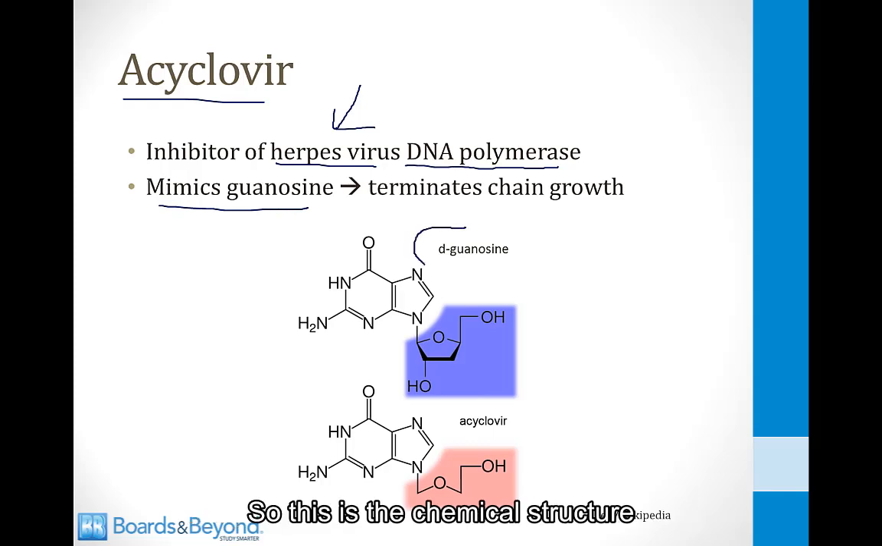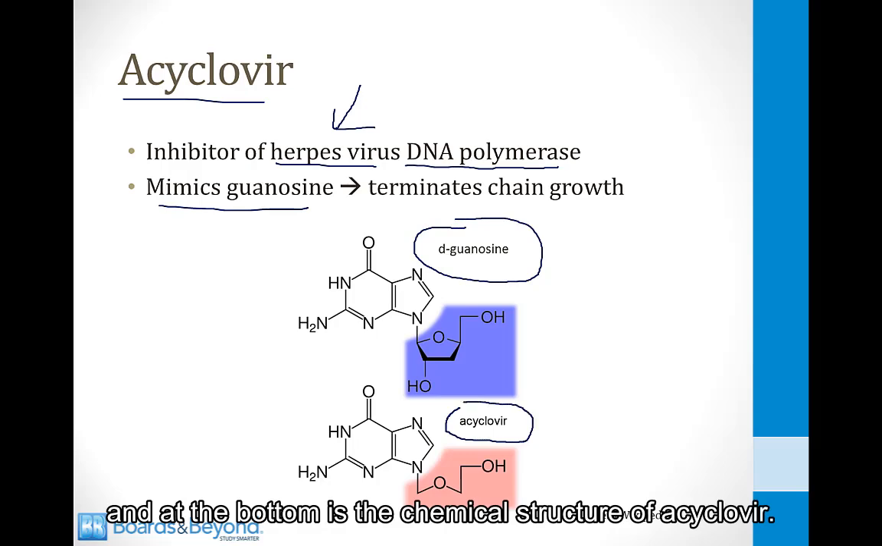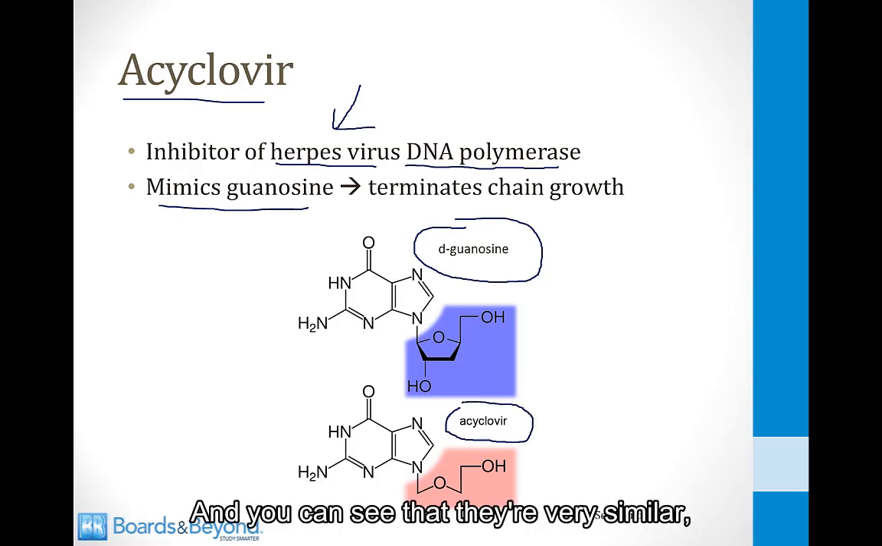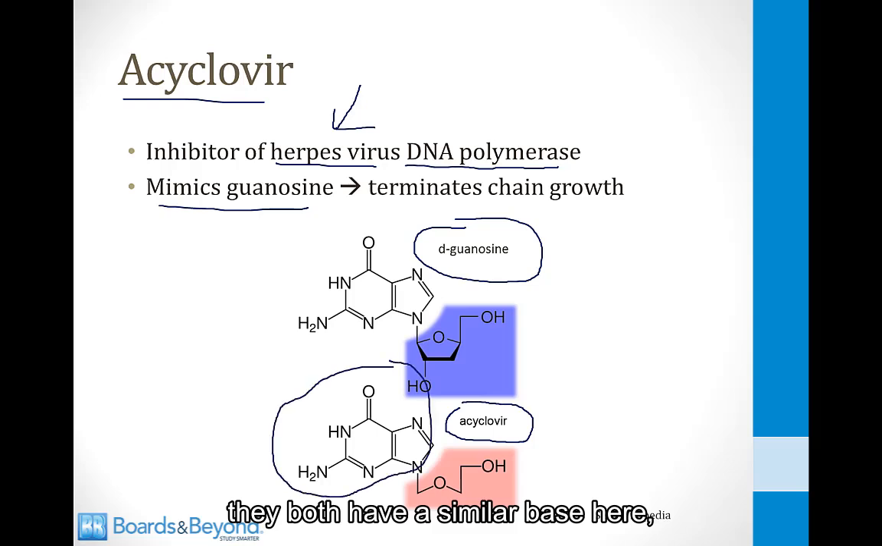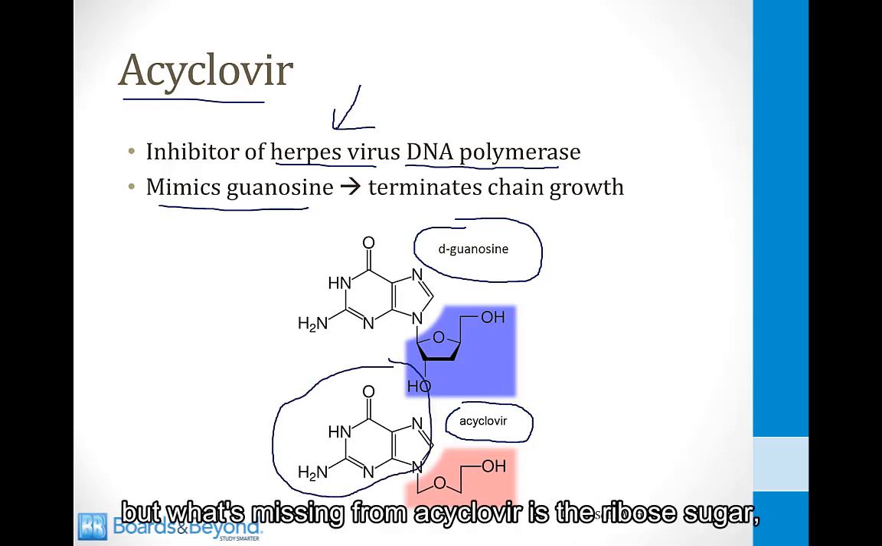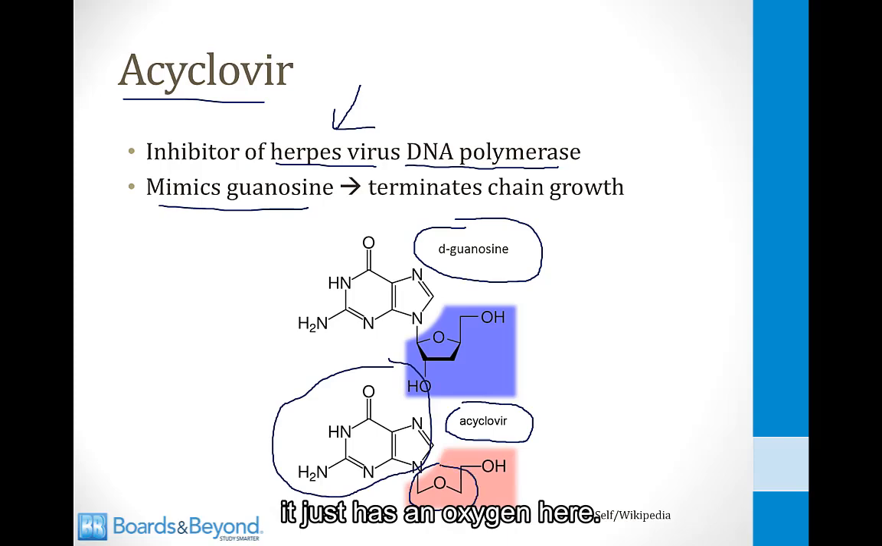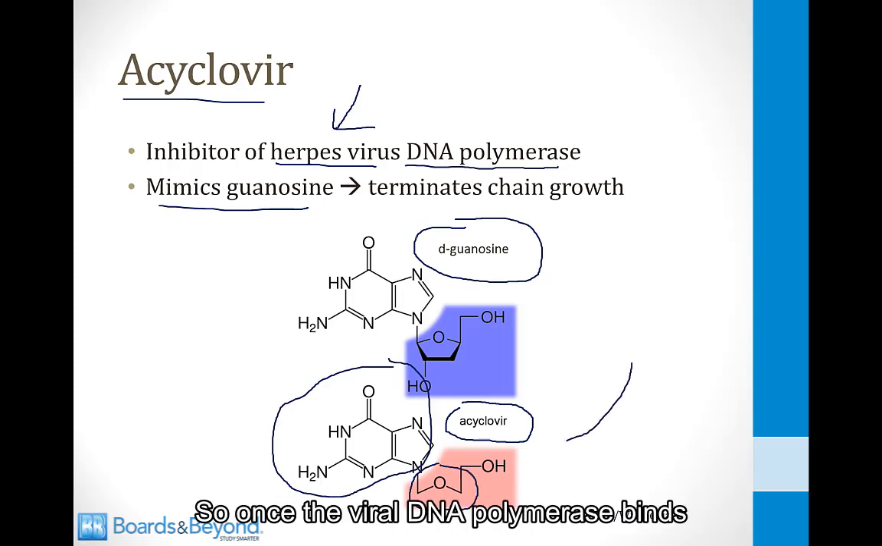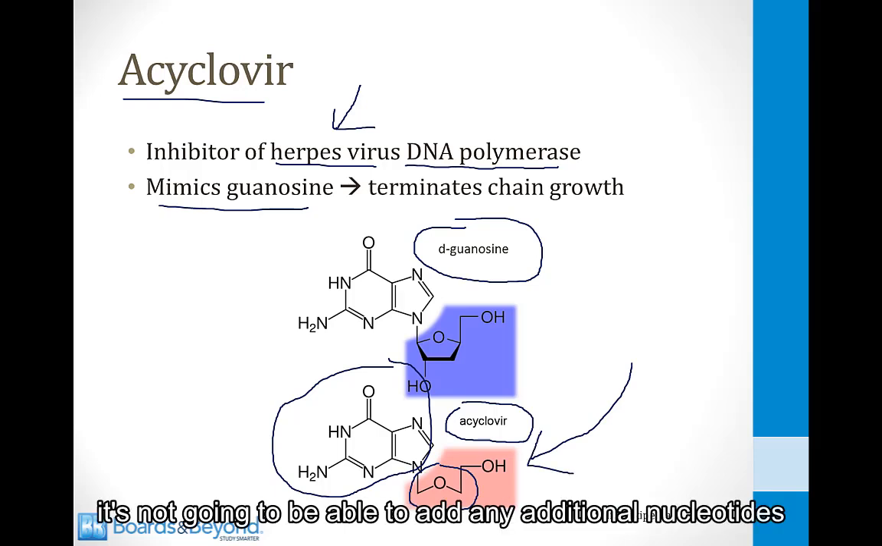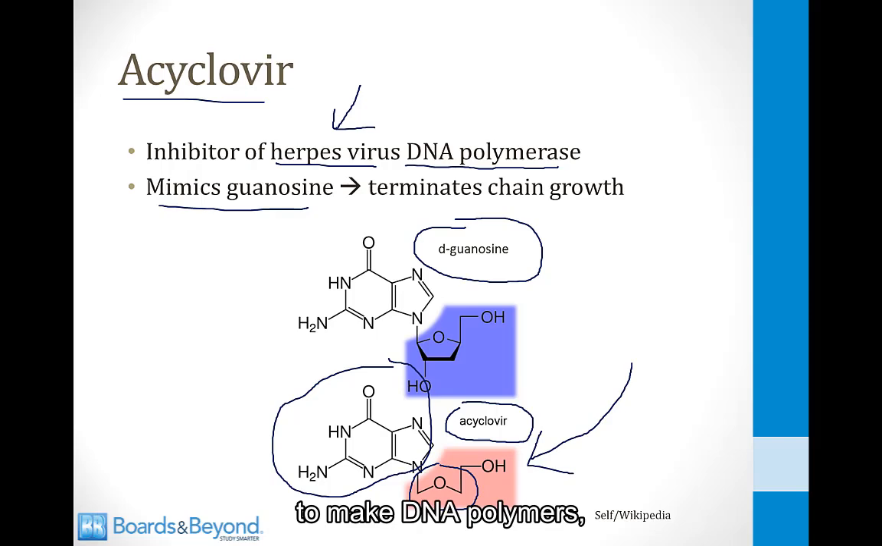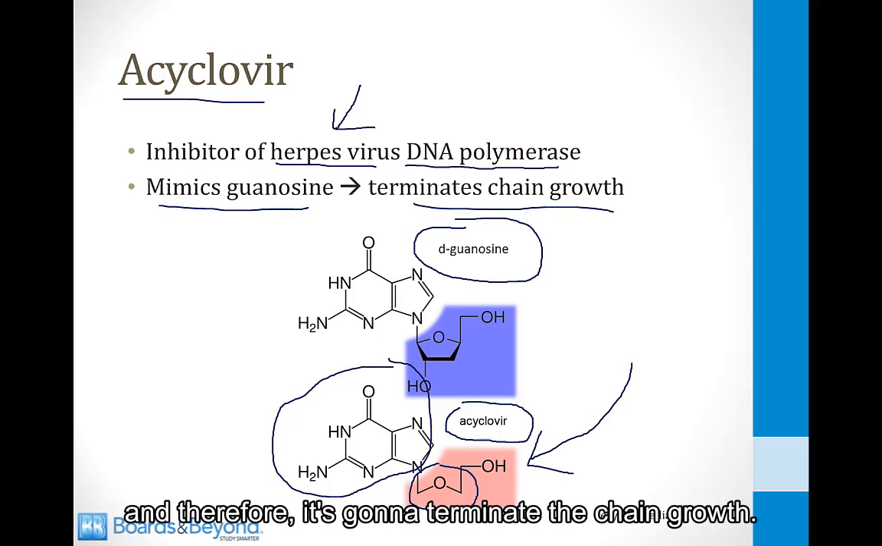So this is the chemical structure of deoxyguanosine right here, and at the bottom is the chemical structure of acyclovir. And you can see that they're very similar. They both have a similar base here, but what's missing from acyclovir is the ribose sugar. It just has an oxygen here. So once the viral DNA polymerase binds this acyclovir molecule, it's not going to be able to add any additional nucleotides to make DNA polymers, and therefore it's going to terminate the chain growth.